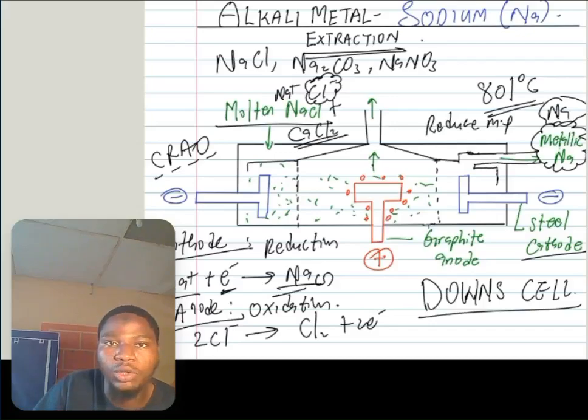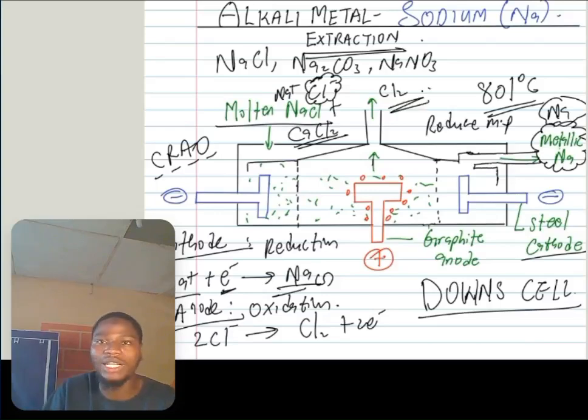So look at it, chlorine is being liberated here. So this gas liberated at the anode here is chlorine gas. And this is the end of the Downs cell. So we can now take our sodium that is being obtained on the cathode.